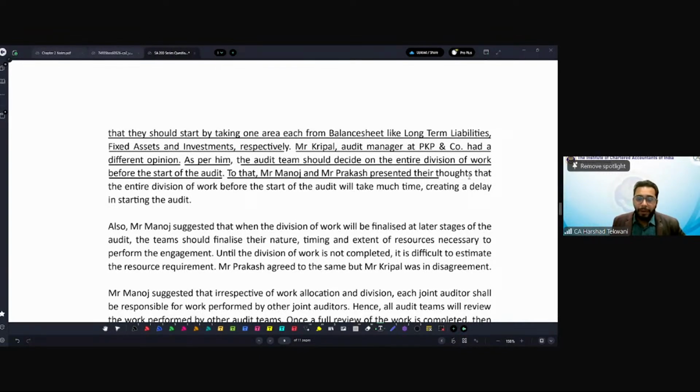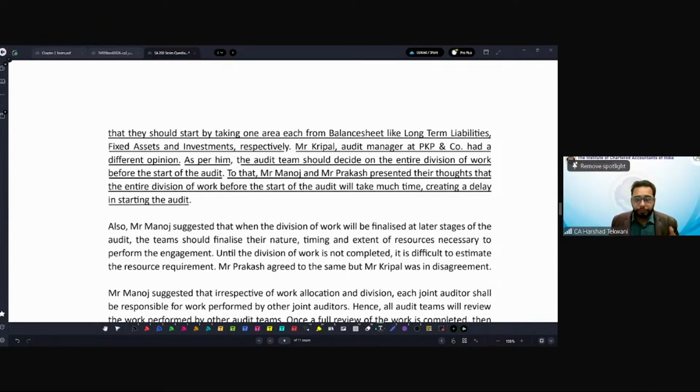Manoj and Prakash presented their thoughts that the entire division of the work before the start of the audit will take much time, creating a delay in starting the audit. Okay, so there is a disconnect with respect to whether they should do the allocation work fully at the start of the audit or gradually as and when they progress in the audit.